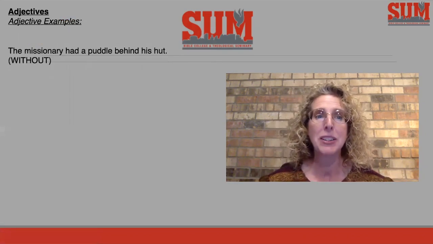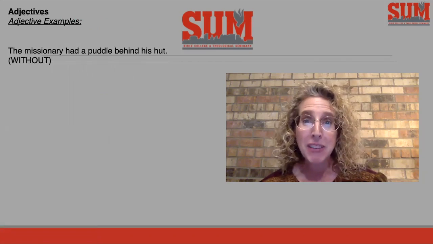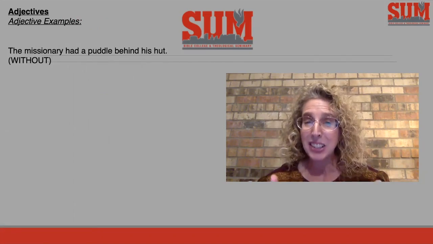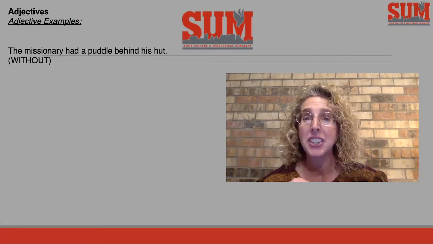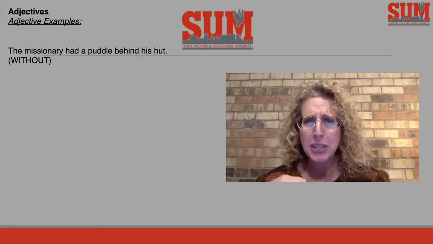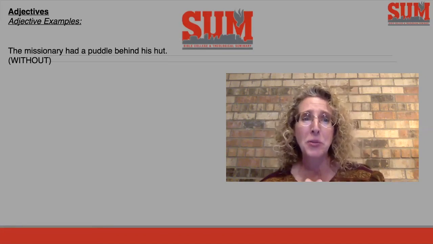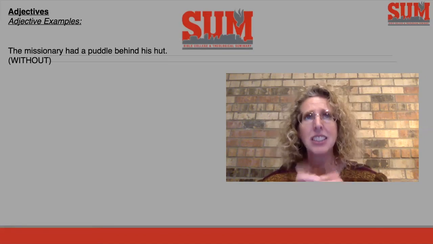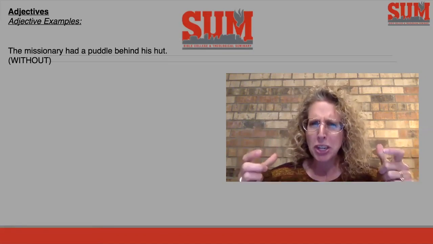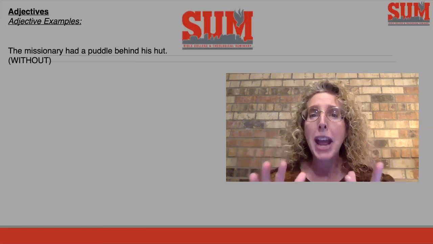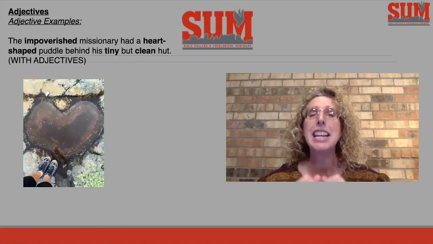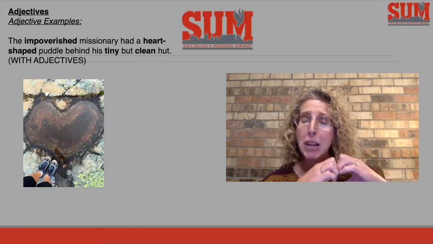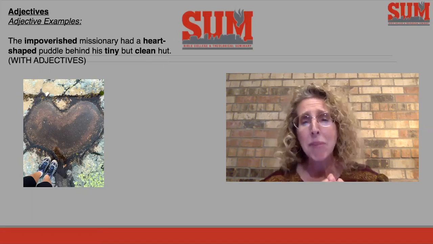Here are some adjective examples. I'll first show you a sentence that doesn't have an adjective necessarily in it, and then I'll show you the adjective that's added, and look at the difference in the meaning of the sentence. Okay, here's the first one. The missionary had a puddle behind his hut. Okay, you can sort of picture a missionary's hut with a puddle behind it, but look what happens when I add adjectives. The impoverished missionary had a heart-shaped puddle behind his teeny but clean hut.